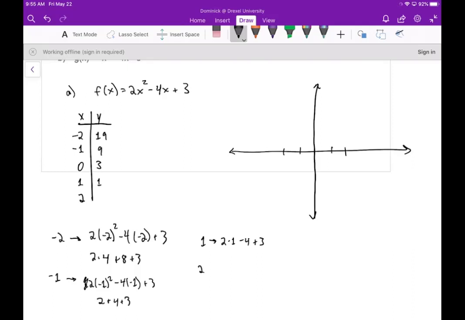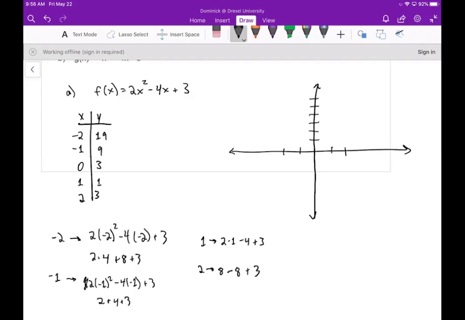Okay, and then finally, when we plug in 2, we're going to get that this is a 2 times 4, so an 8, and then minus an 8, and then plus 3. So we get a 3 here. All right, so I'm just going to worry about the negative 1, 0, 1, and 2, since 19 will be way off the page. And even the negative 1 point is pushing it.